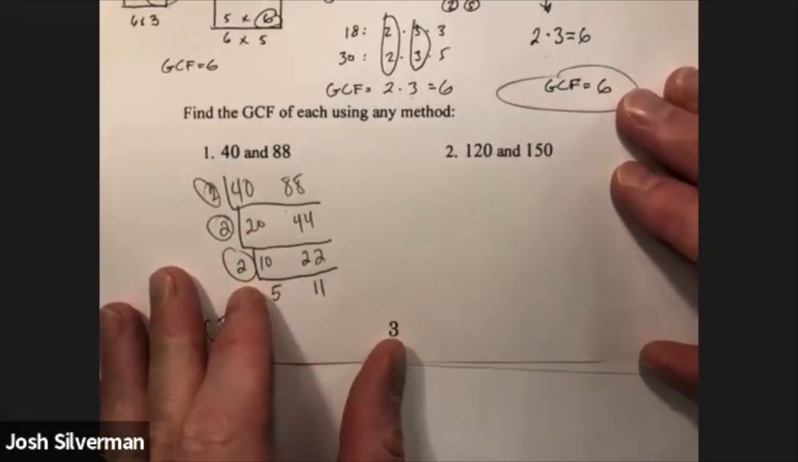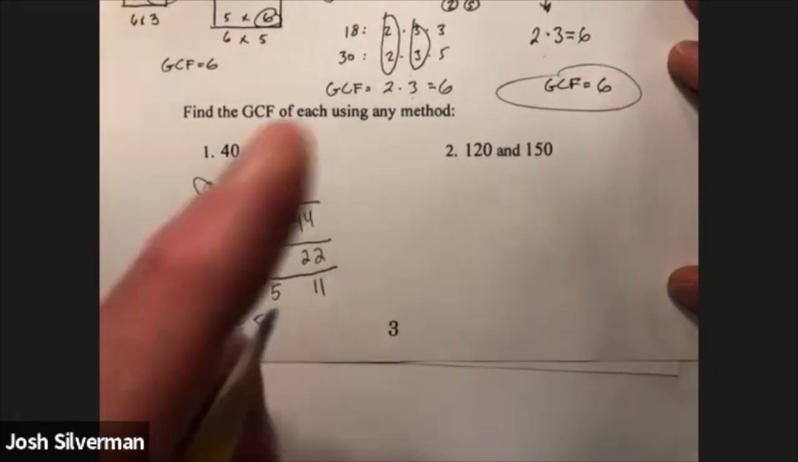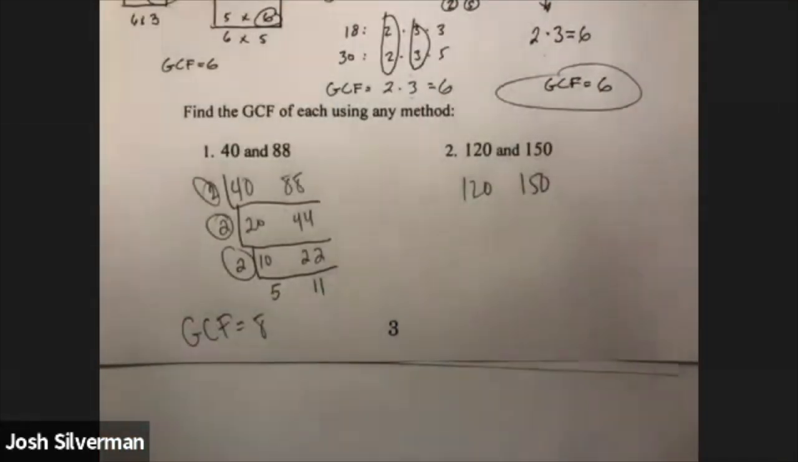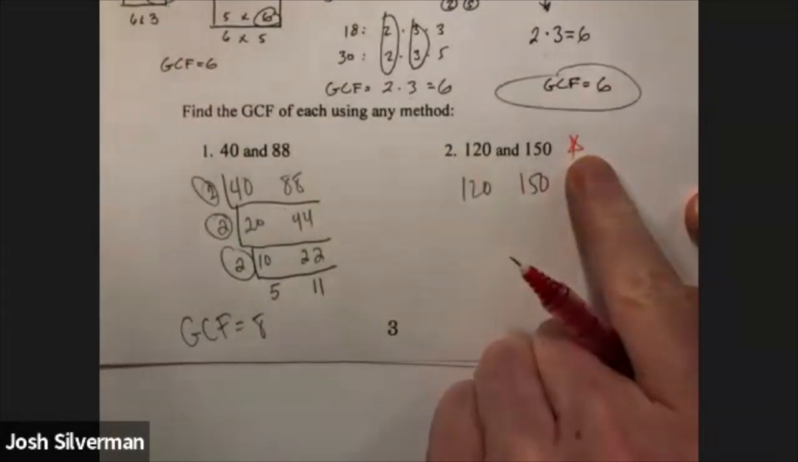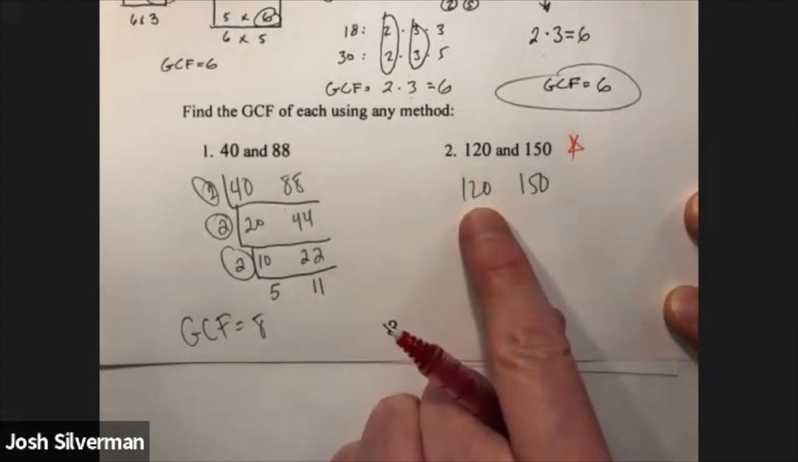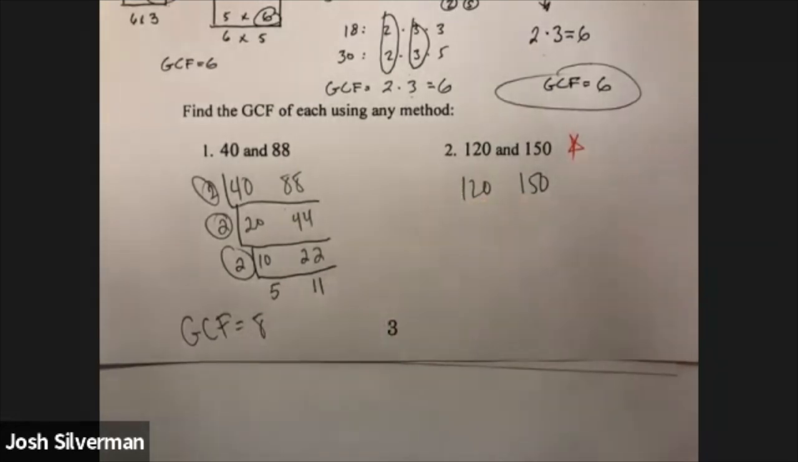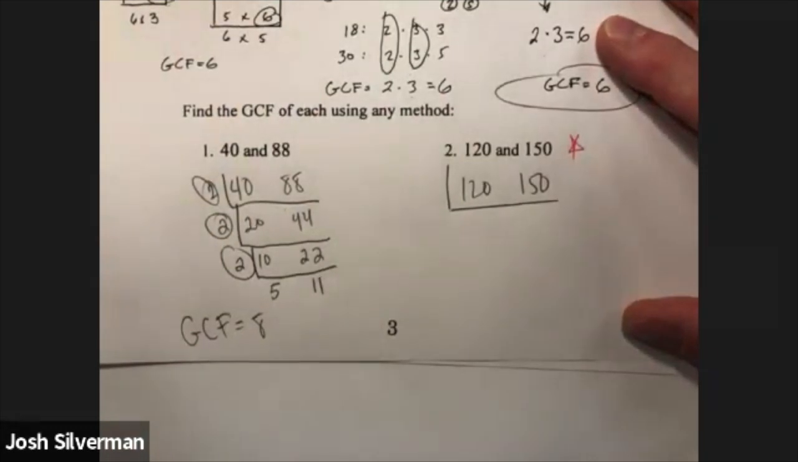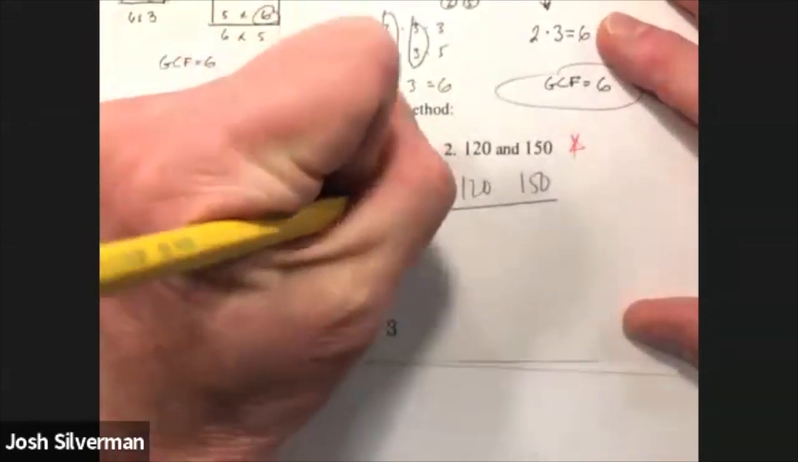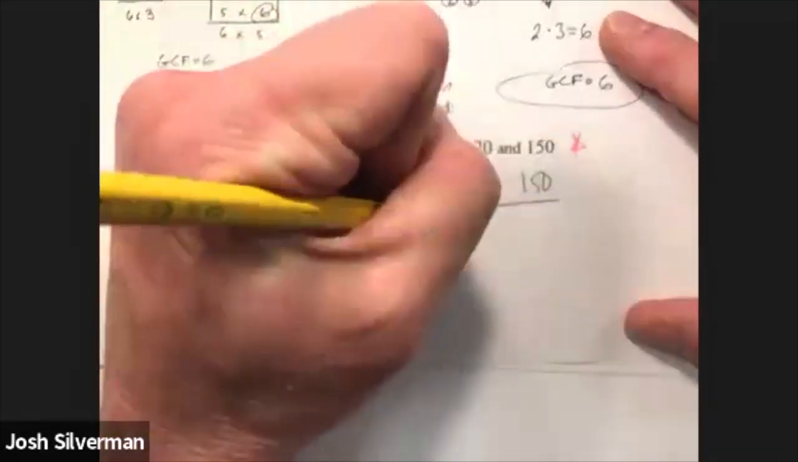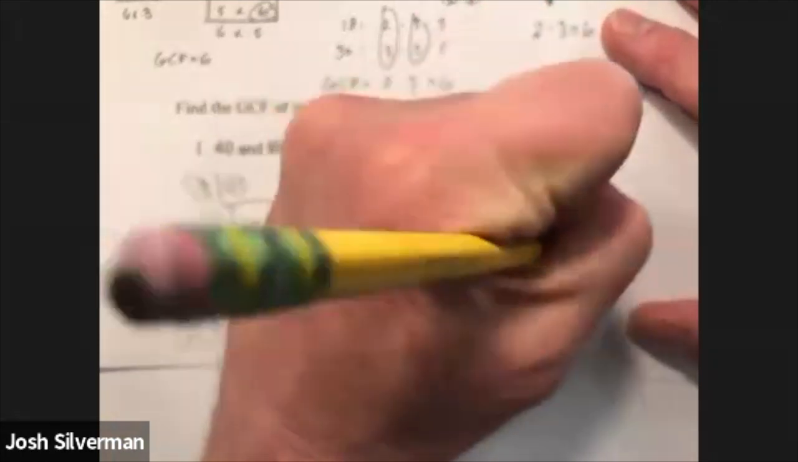All right, number 2. 120, 150. Special rule here. Whenever you are factoring and both numbers end in a 0, there's only one thing that you should be picking for your first number that goes on the outside, because anything that ends in a 0 could be divided by 10. And it's the easiest thing in the world to divide by 10. You just take the 0 off. 120 divided by 10 is 12. 150 divided by 10 is 15.